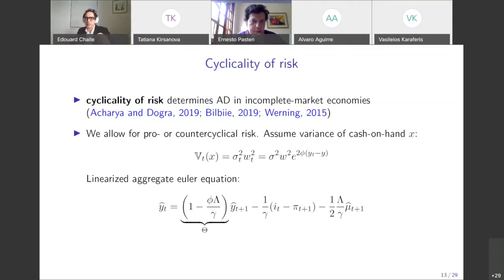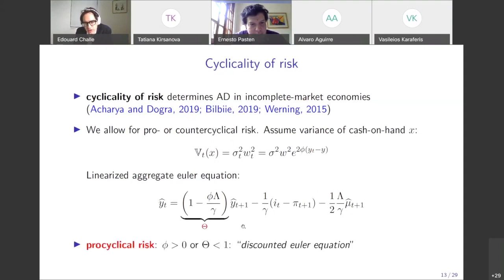So depending on the value of phi, we nest the various cases that have been studied by Werning, Bilbiie, and also my co-authors in a previous paper. Okay, so when you linearize the Euler equation with this specification for the cyclicality of earnings risk, you have this theta parameter that tells you how much current aggregate demand responds to future output, and it's going to be equal to 1, or less than 1, or more than 1, depending on whether risk is procyclical or countercyclical.